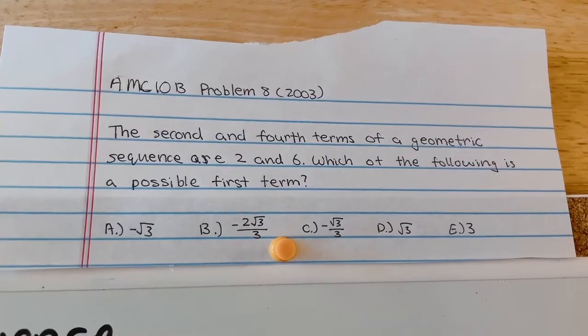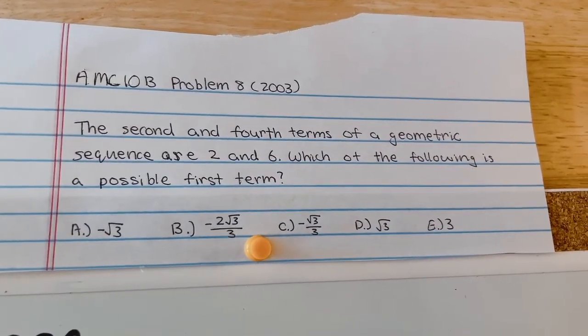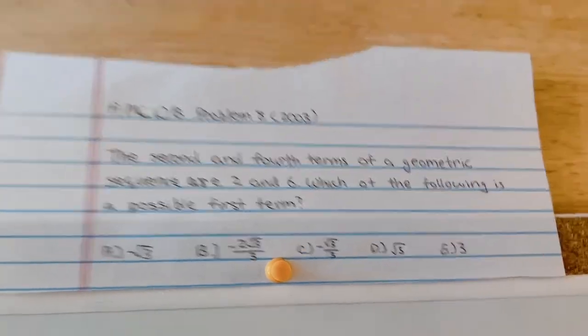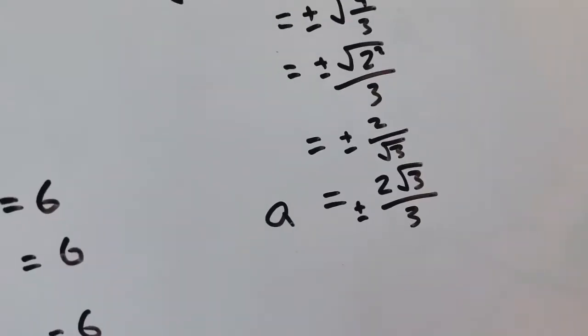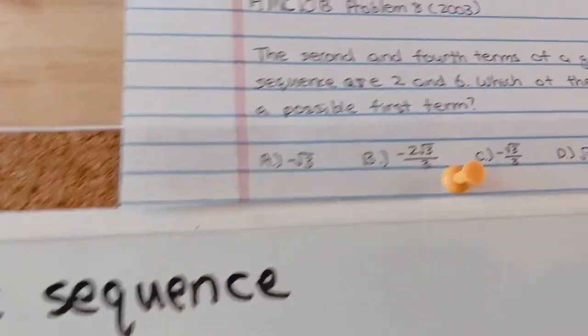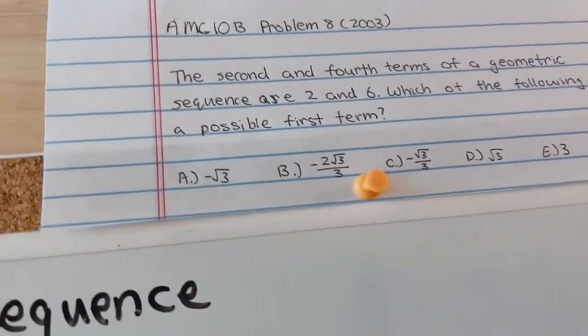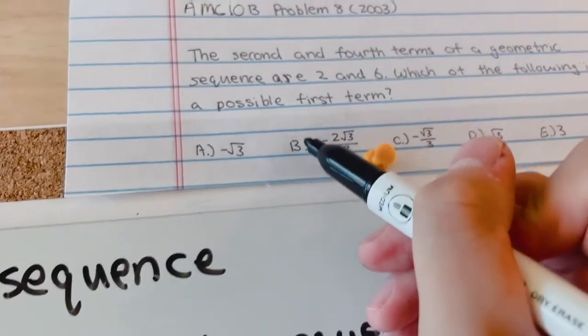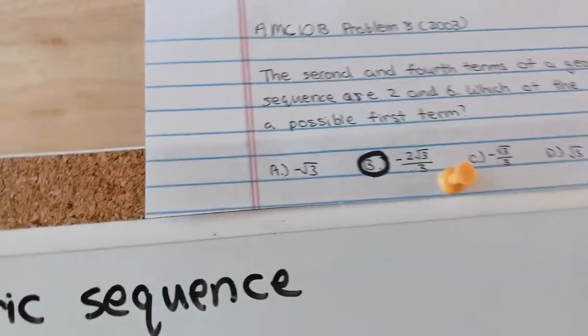So let's see. The question is asking you, what is a possible first term? Since we got that it was either the positive or negative of 2 times the square root of 3 divided by 3, the only answer here that has that would be B, which is the negative. And that would be your answer.